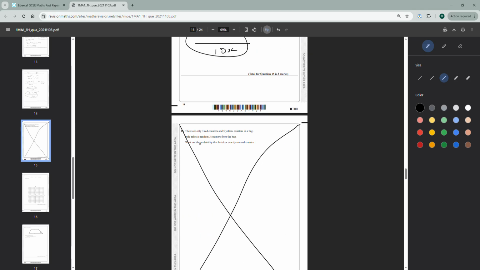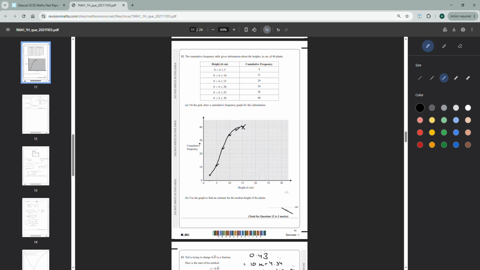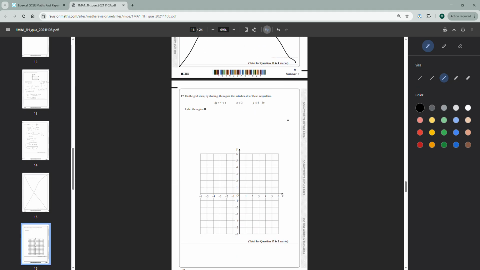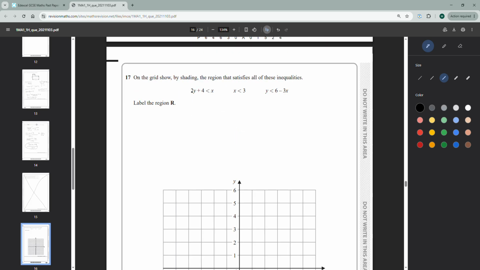You know what, I'm proud of myself because we were able to do every question up to over halfway of a higher paper, taking it any day. All right, this: 2y plus 4. We want to make y the subject. These ones.